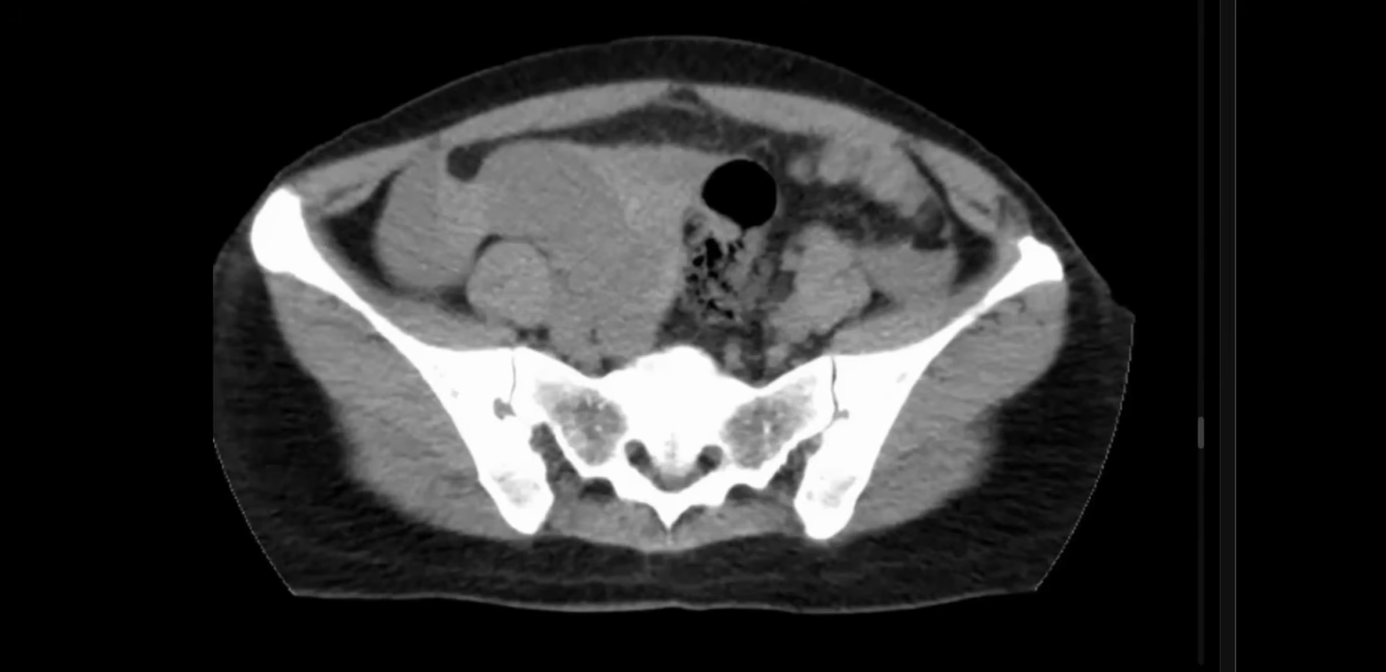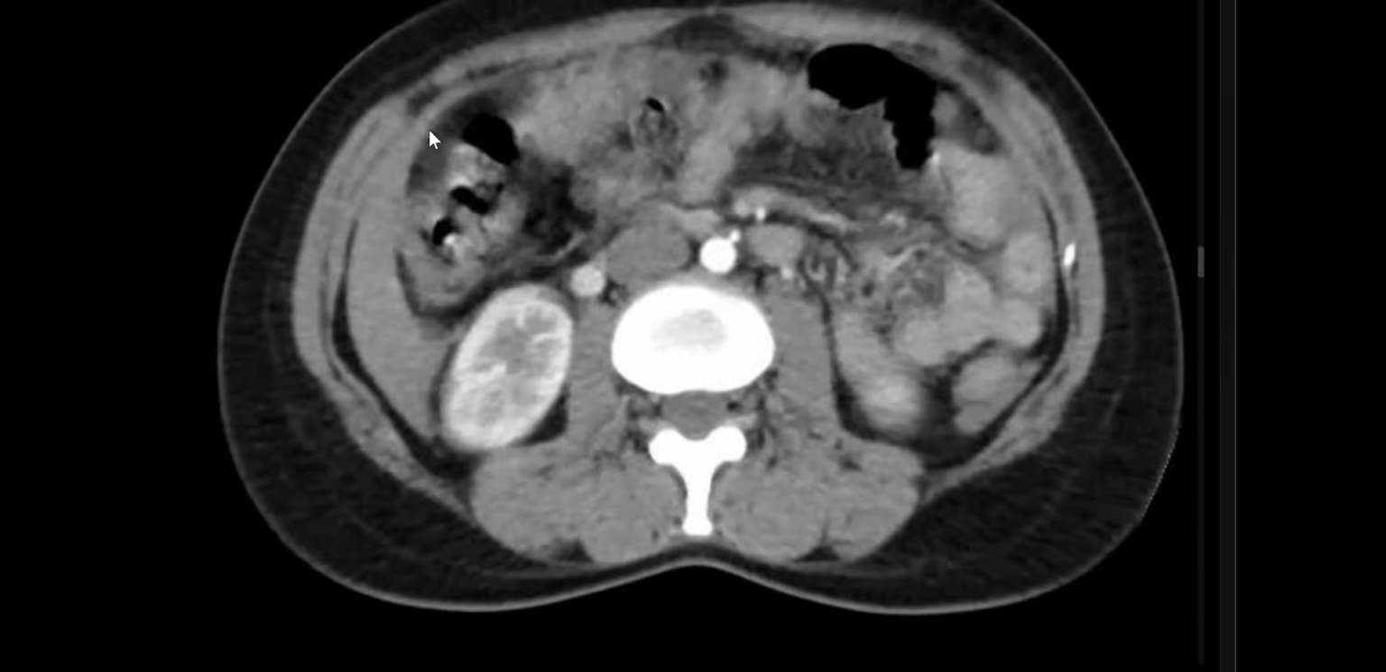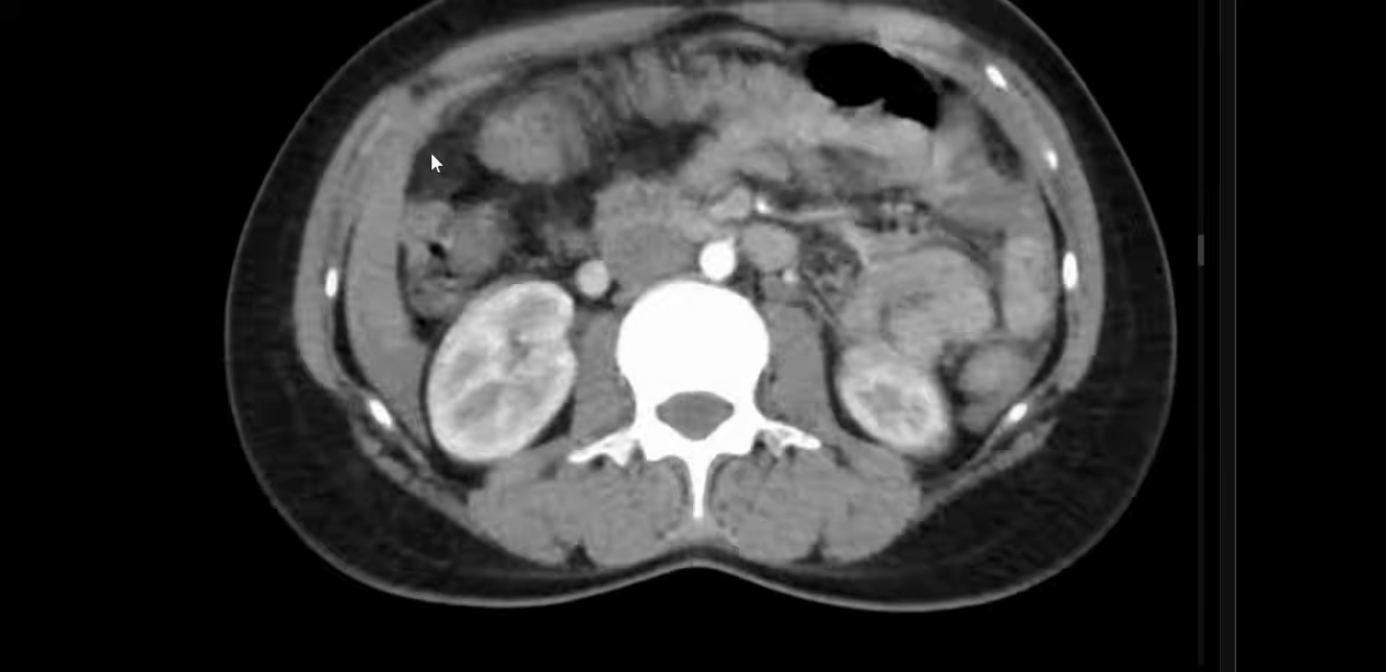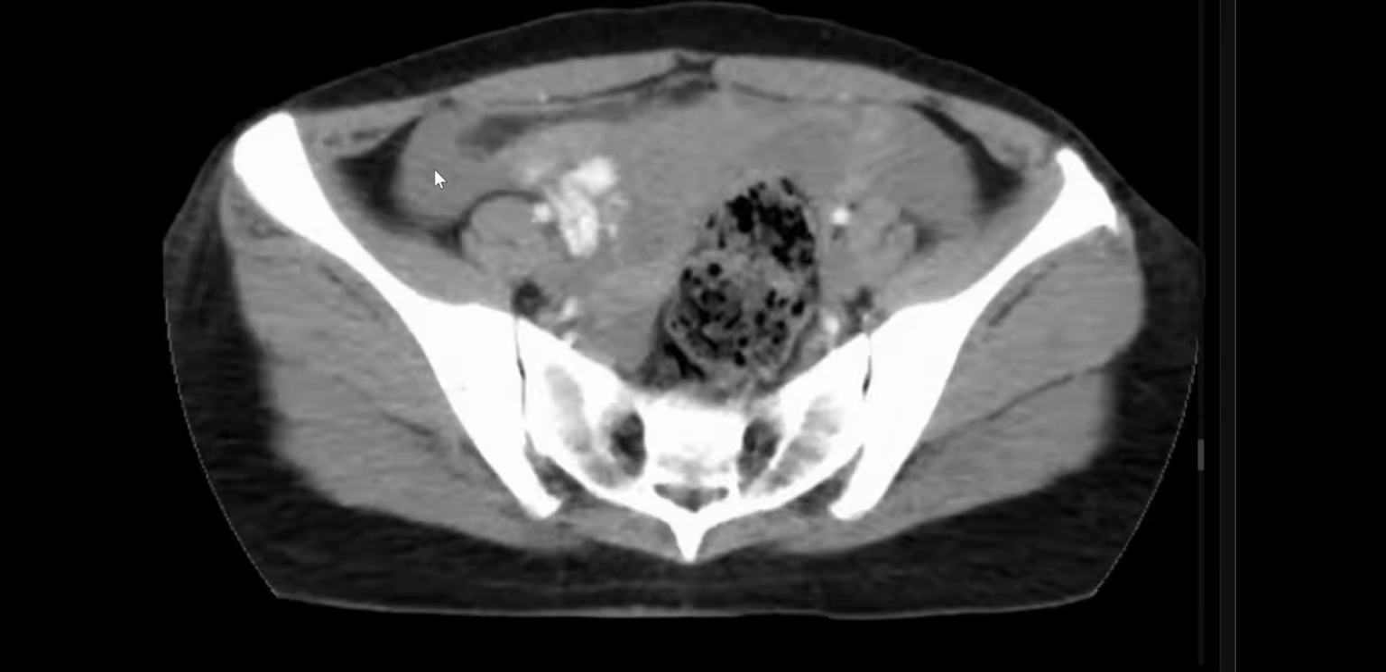I'll give you a contrast study from up downward. What do you see?